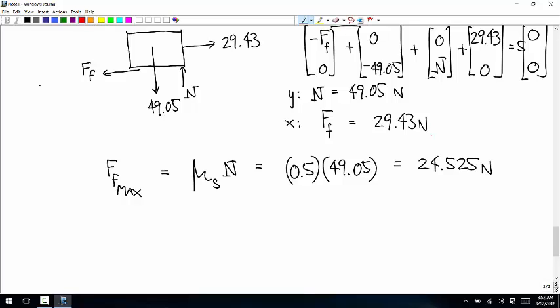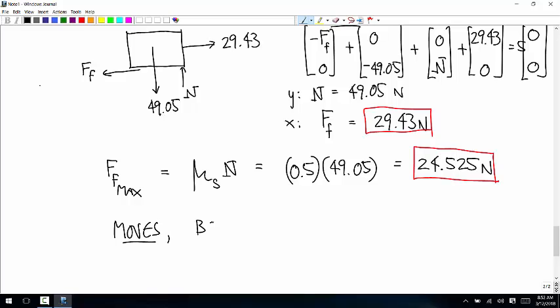So now we're comparing this, what's required for this to stay at rest, to this, which is the maximum friction force that this system can muster. So this will move because the force of friction required is greater than the force of friction max. Any questions about that?